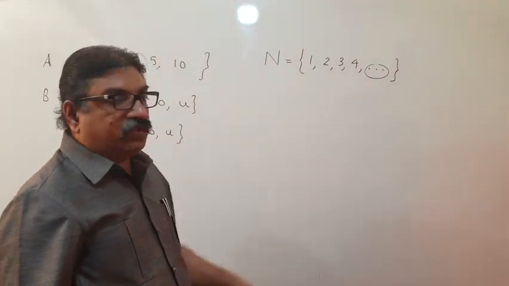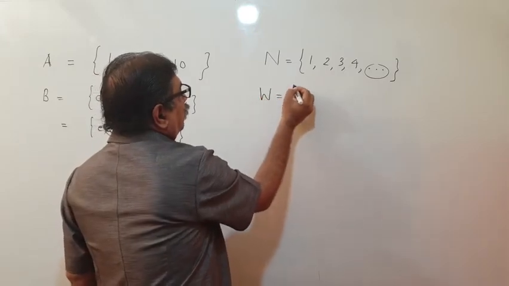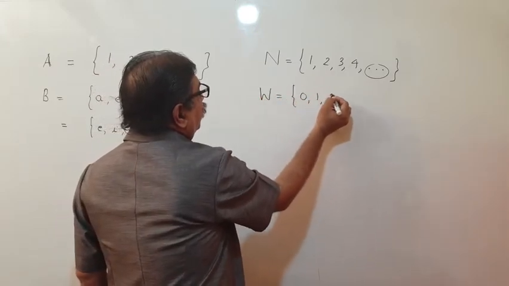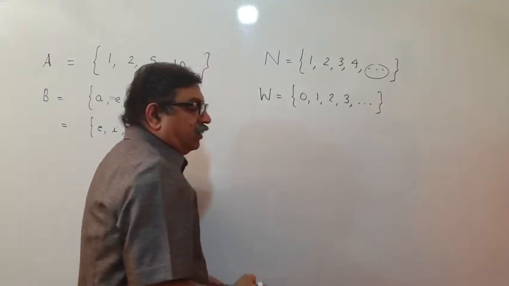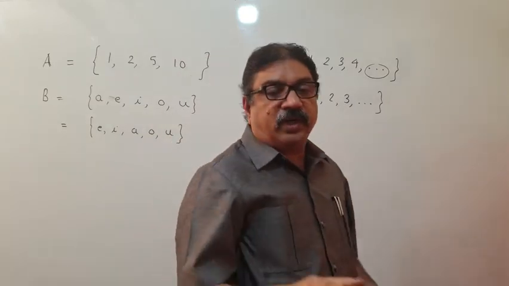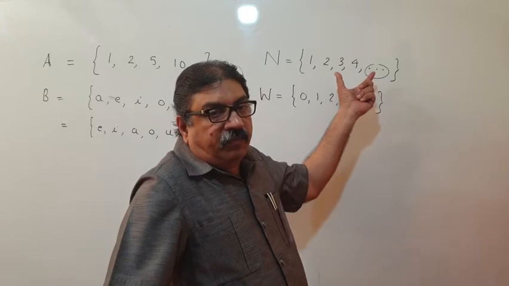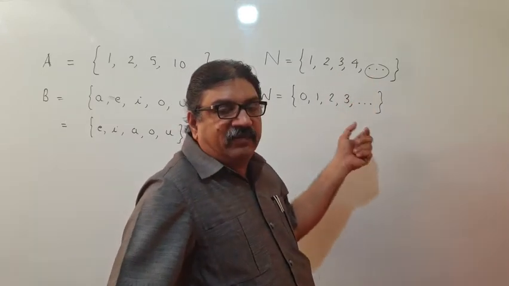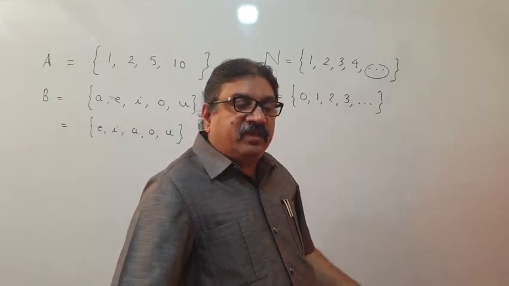This is the set of natural numbers. Then we have a set of whole numbers, if you know. That goes like 0, 1, 2, 3 and dots, like this. This is the set of whole numbers. That means this is the set of non-negative integers. This is the set of positive integers. This is the set of non-negative integers. Non-negative means other than negative, means either 0 or positive.